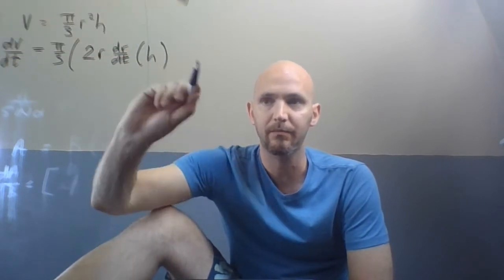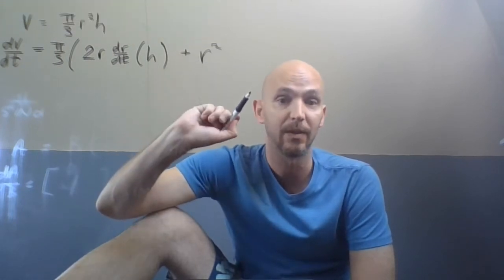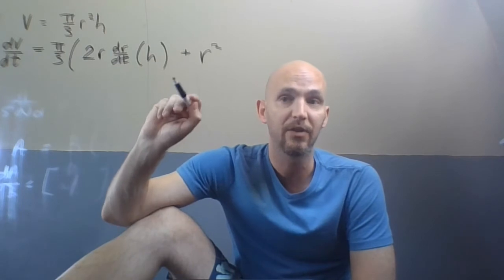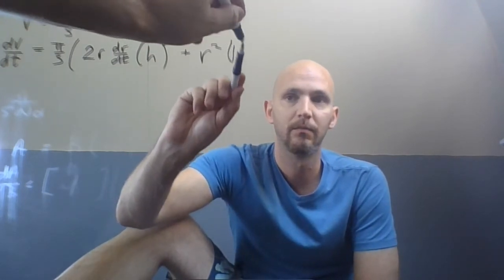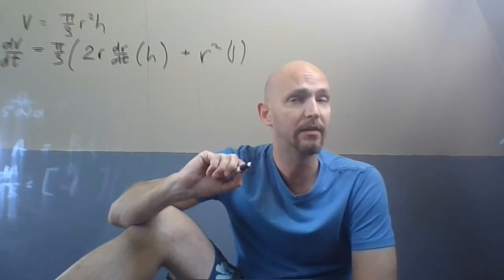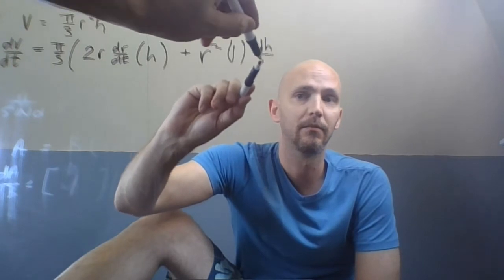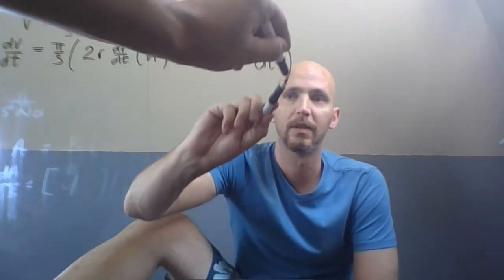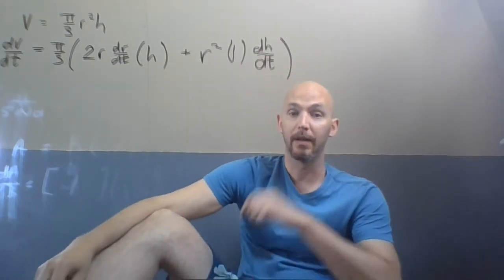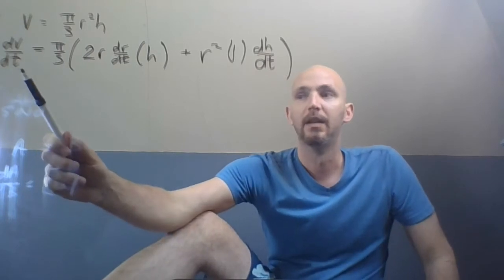Multiplied by the h, because I left that alone, plus the r squared, because I leave the first one alone. The derivative of h would be 1, but h is not t, so I need dh by dt. And a closed bracket.